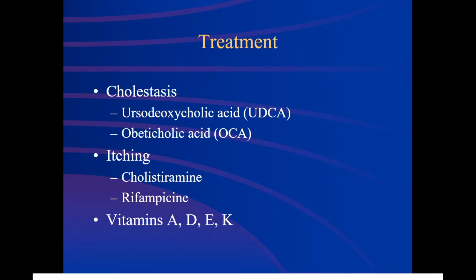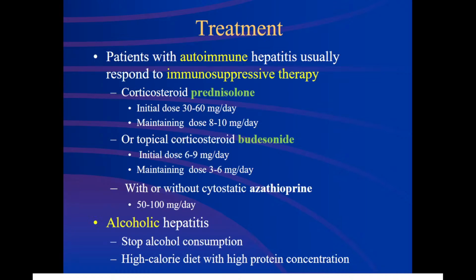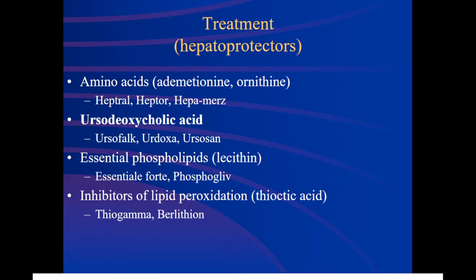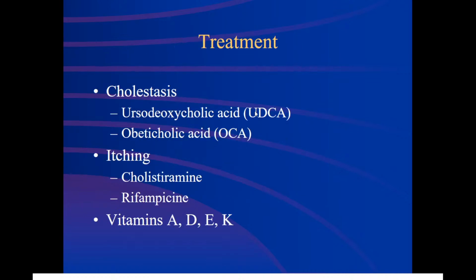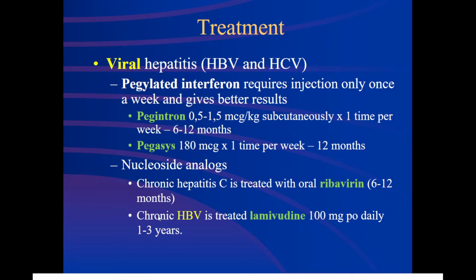In case of cholestasis, ursodeoxycholic acid. Well, we already discussed it in hepatoprotectors, and I told you that it helps, besides decreasing inflammation, to decrease cholestasis. So ursodeoxycholic acid or obeticholic acid. In case of itching in patients with cholestasis, cholestyramine and rifampicin. And about vitamins, we already spoke.